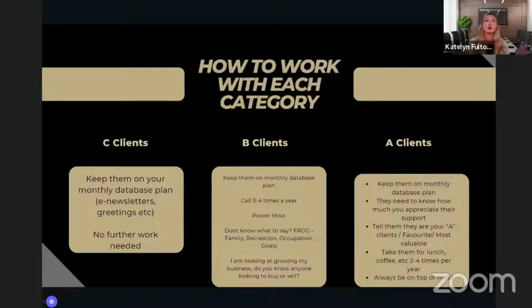I'm going to talk a little bit about my introverts, because this probably freaks you out if you're an introvert. So I'm going to give you guys some other things that you can do as well for these people. So that's your B client.